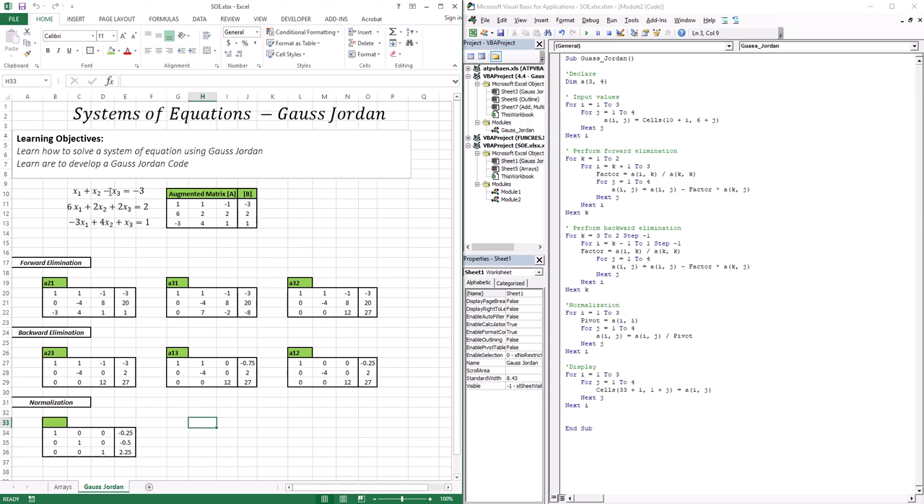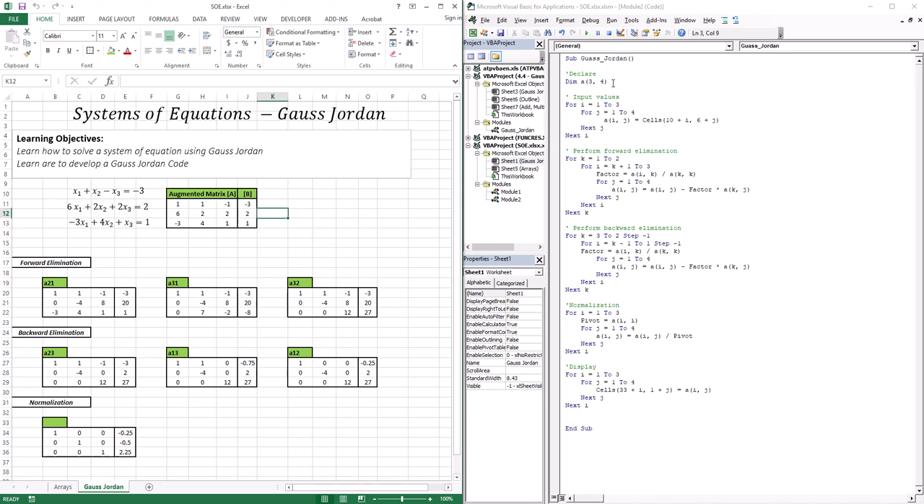So I have x1 plus x2 minus x3 is equal to negative 3. That's the first one. By extracting the coefficients from here, we have 1, 1, negative 1, and negative 3. And this is going to be 6, 2, 2, 2. And that's negative 3, 4, 1, and 1. So you can see this is the coefficient matrix A, and this is the vector B.